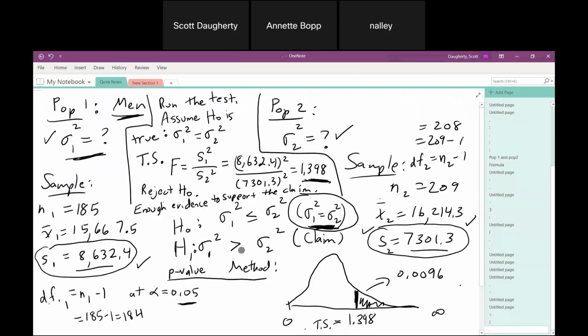And since this is a one-tailed test, that would just be your p-value. You don't have to double it. If this was a two-tailed test, you would double it, but it's not. It's a one-tailed test. So this is your p-value.